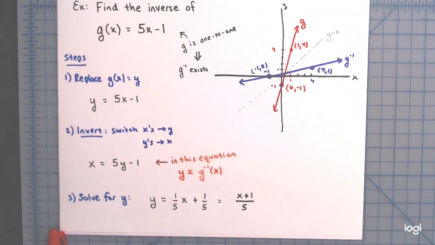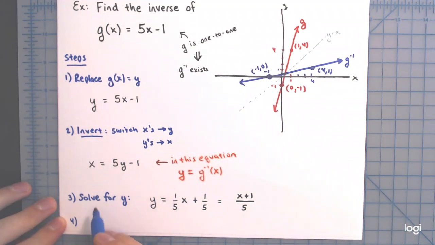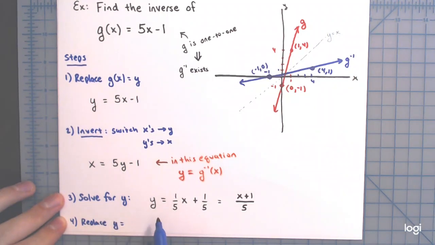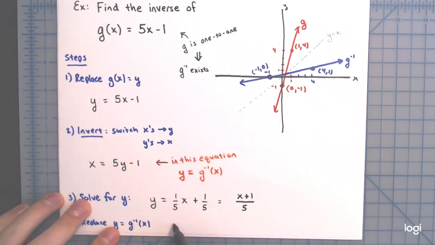Okay, and then write function notation. So this is it, I'm pretty much done. This is the equation for this blue line, the inverse. And then I just replace back. Now remember, this y is not g, it is g inverse, or f inverse if we're dealing with f. So I replace the y in this new equation with its function notation, g inverse. So instead of y equals 1/5 x plus 1/5, that's g inverse of x equals 1/5 x plus 1/5, or (x plus 1)/5.